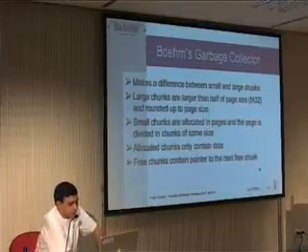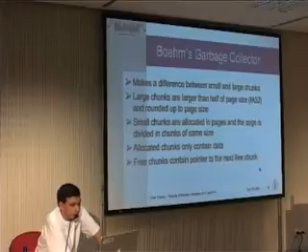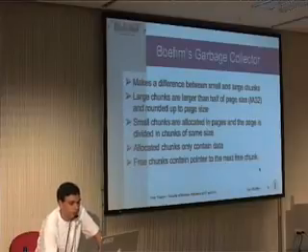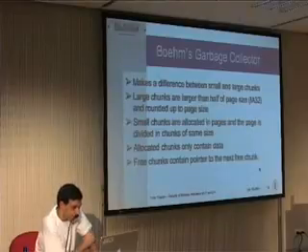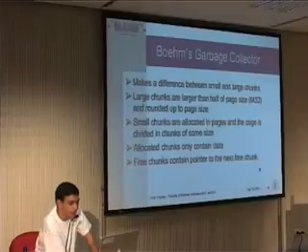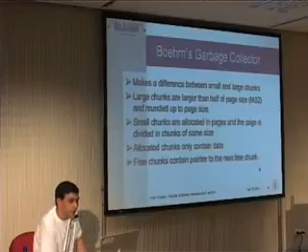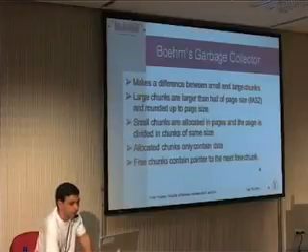So there's a difference between large and small chunks in this allocator. Large chunks are larger than half a page and are rounded up to page size. Small chunks are allocated in pages, and again, as with PHK malloc, these pages are divided into chunks of the same size. An allocated chunk, unlike in the other allocators, only contains data. However, a free chunk contains a pointer to the next free chunk.